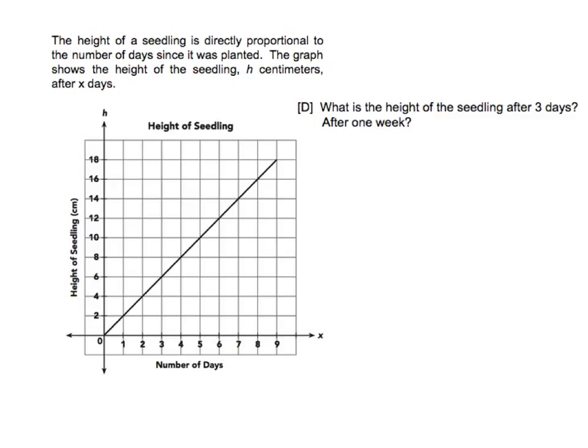What is the height of the seedling after 3 days, and then also after 1 week? So for 3 days, we'll go to 3 days, go up, hit our line, look over. It is 6. So 3 days would equal 6 centimeters. 1 week is 7 days. So we're going to go to 7 days, go up, come over. It's going to be 14 centimeters. So 3 days is 6, 1 week is 14 centimeters, just looking at the graph.